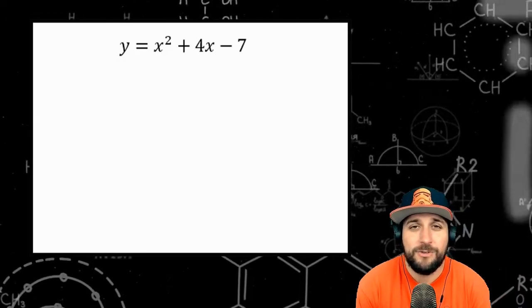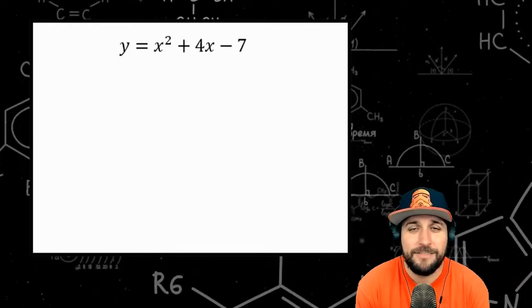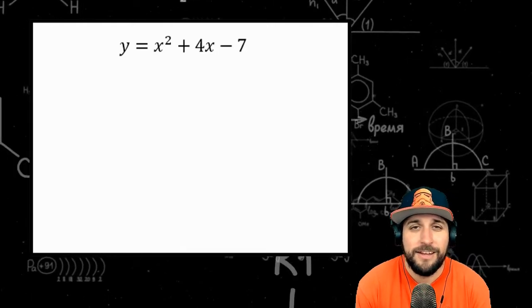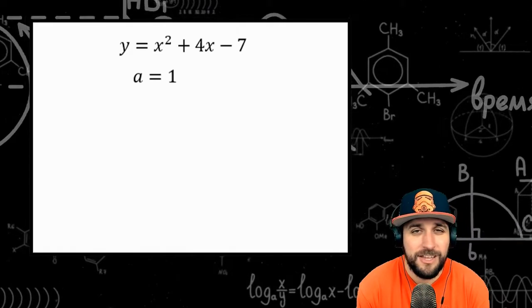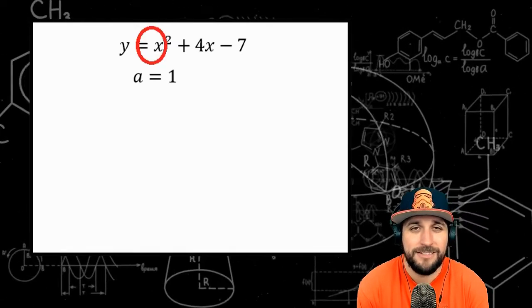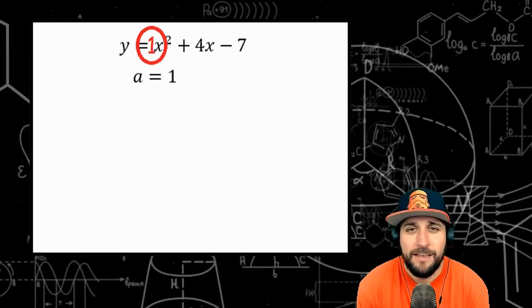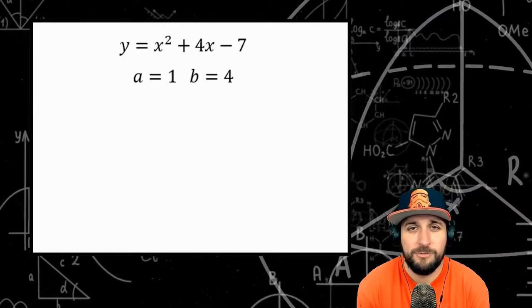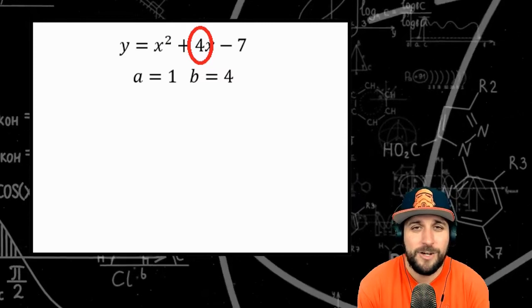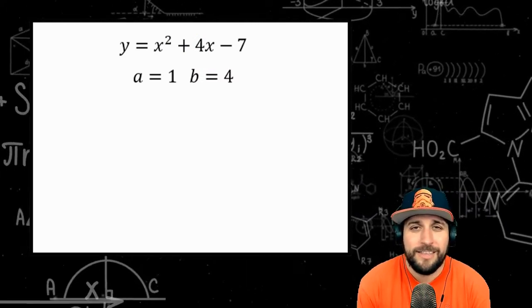Example A is y equals x squared plus 4x minus 7. First we have to identify a and b, so we can use our formula. A is 1. There's nothing in front of the x squared, so we can imagine there's an imaginary 1 there. B is 4, because 4 is the number multiplying our x term. So a is 1, b is 4.